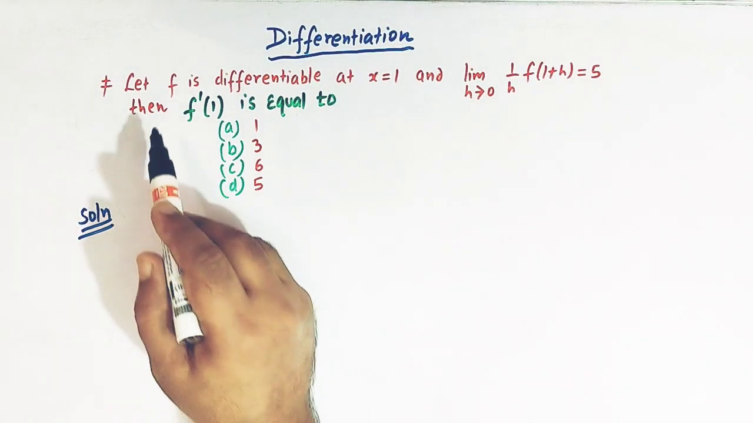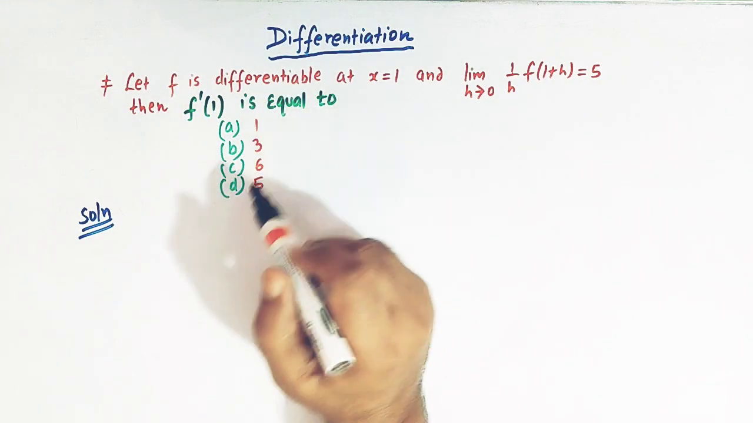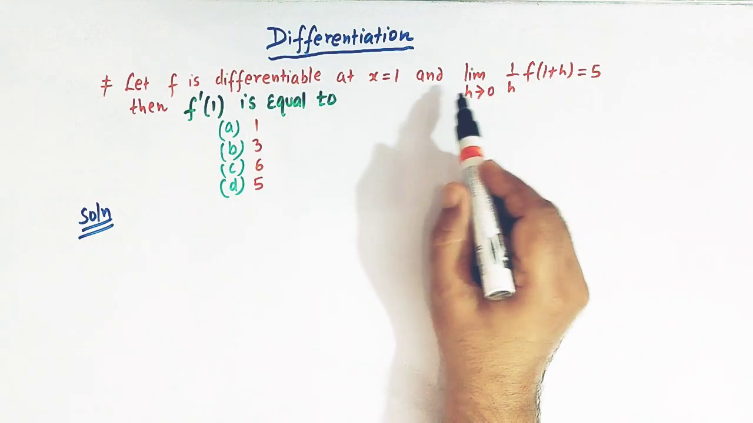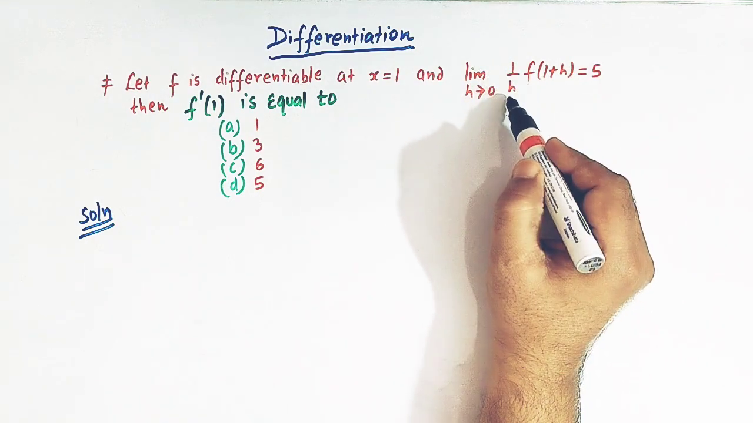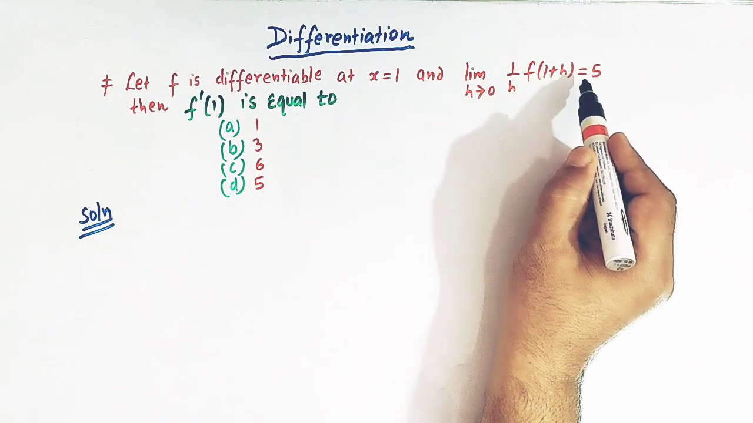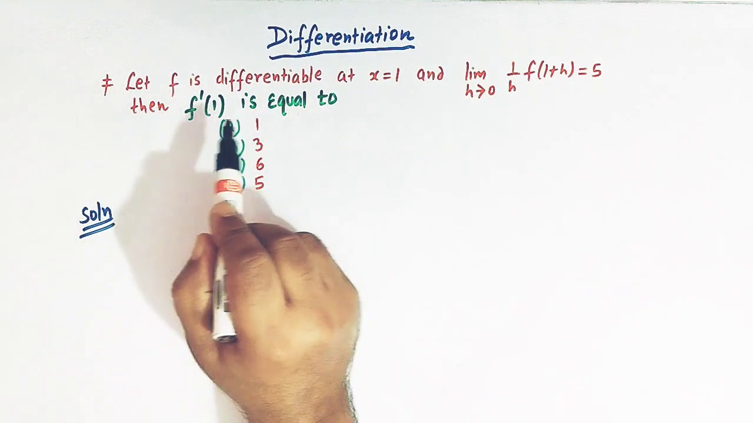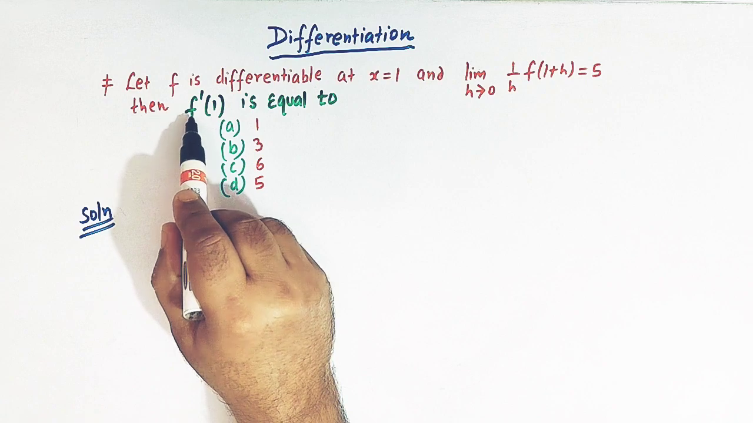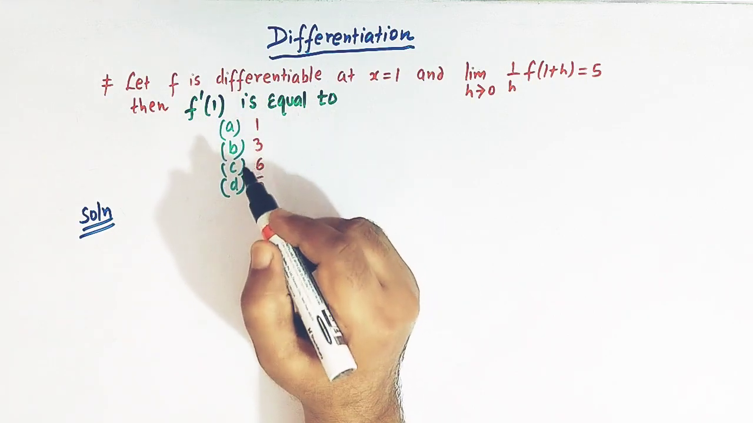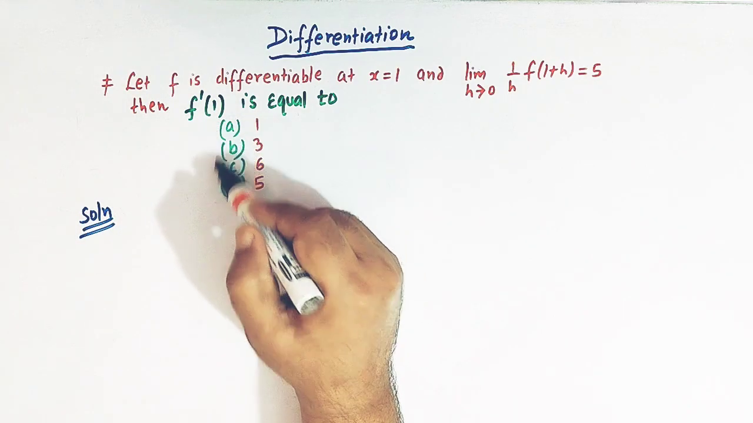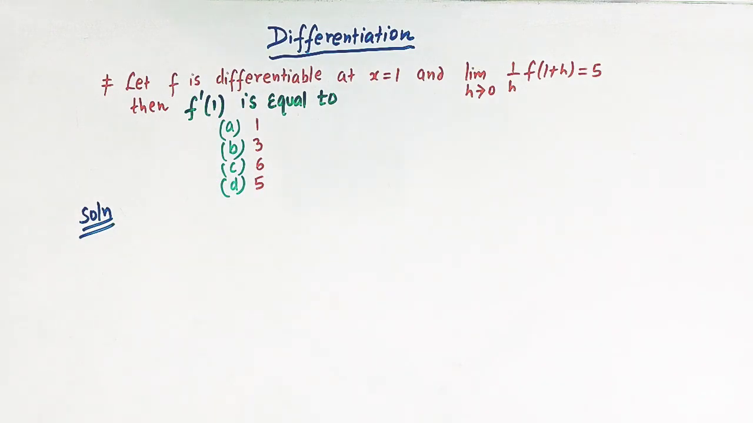Here we are given a function f which is differentiable at x is equal to 1. Moreover, we are given that the limit h tends to 0 of 1 over h times f of 1 plus h is equal to 5. Then we have to find the value of f prime of 1, and choose the correct option from the given four options.